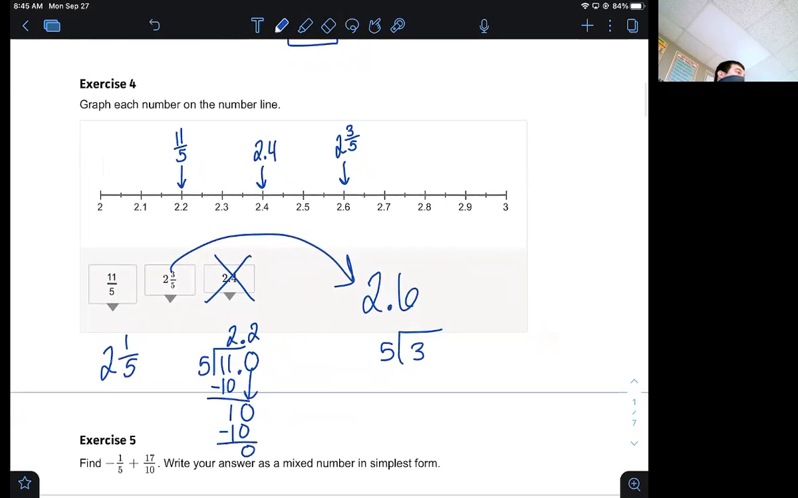Expect a problem like this with the decimal number line on your test. So you have to turn them into decimals to know where they go on the number line.